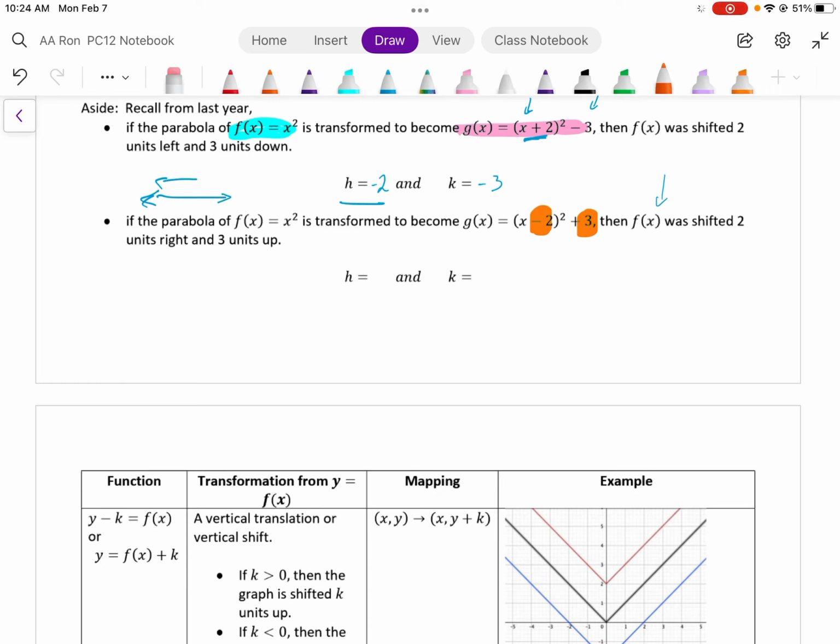So in this example, my h was positive 2. My k was 3. So we got h from this component and then k from here. You may remember, again, everything that is happening to the x or in brackets is often opposite of what it appears. It took a while to get used to that notation in quadratics last year.